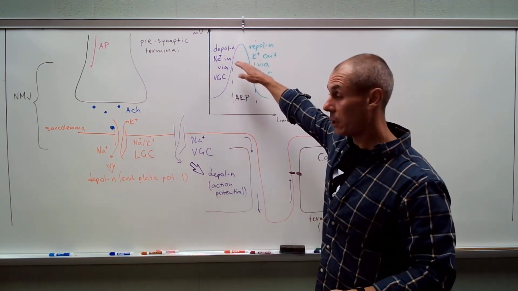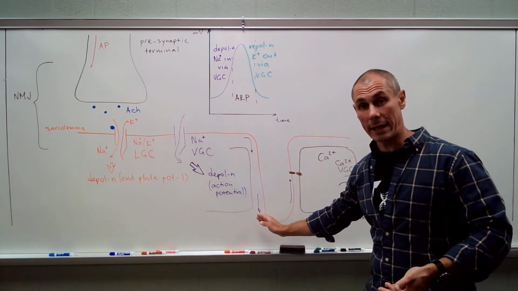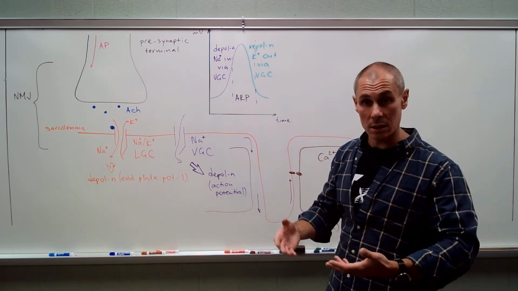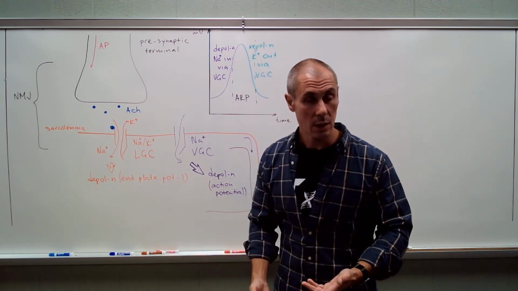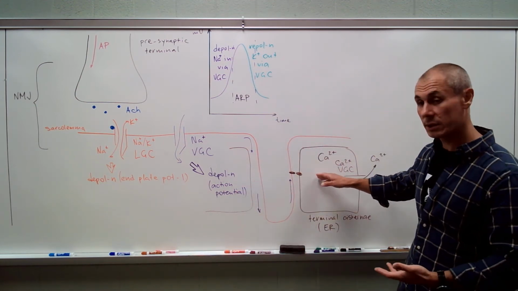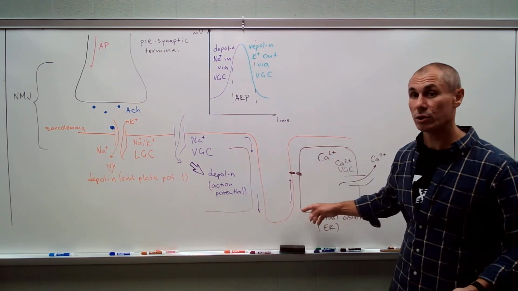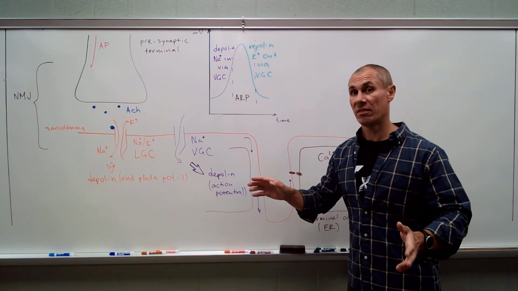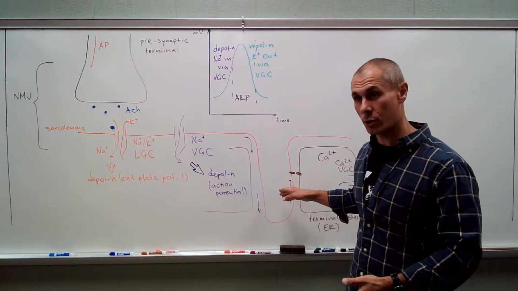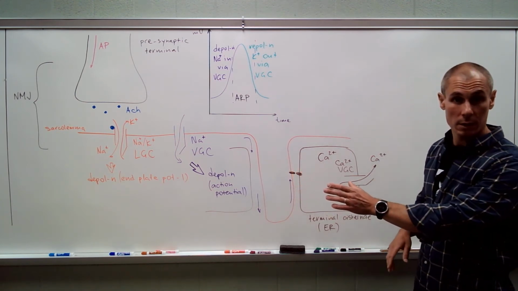If the endplate potential is sufficient, it results in the opening of voltage-gated sodium channels, generating an action potential. The action potential is propagated via the sarcolemma until it reaches the T-tubule. When it reaches a T-tubule, there are adjacent terminal cisternae, forming a so-called terminal triad. Fancy name. But the point is, this action potential is sensed by special receptors here, okay?